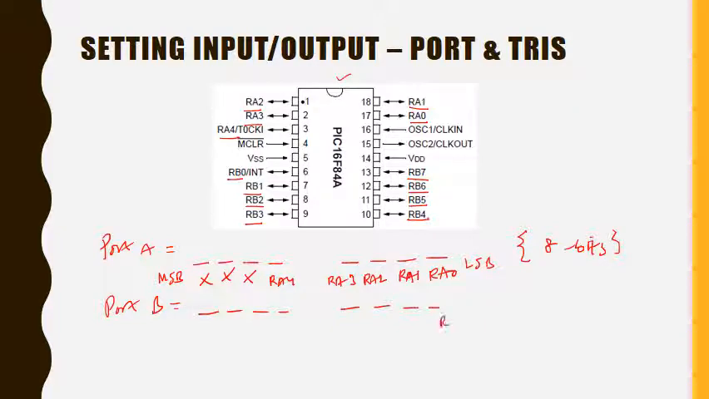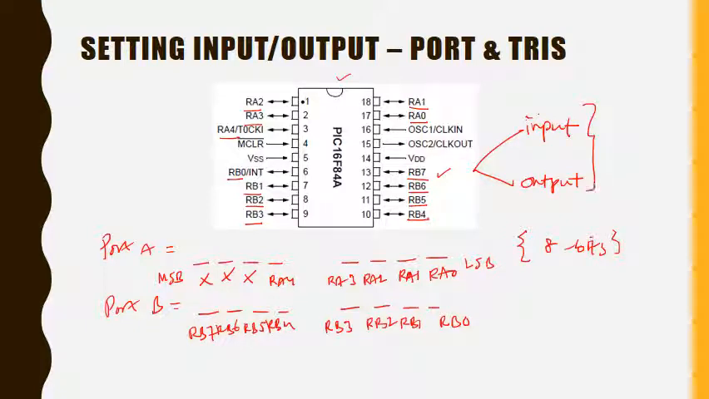And then for port B, we have RB0, RB1, RB2, RB3, RB4, RB5, and then RB6 and RB7. Each of these pins is actually mapped to these bits in the PIC. But at one time, each of these pins can either be an input, or it can be an output. So how can we set whether the pin is an input or an output? This is where we configure the bit values in the registers related to the pin. We are going to look at this in the next slide.